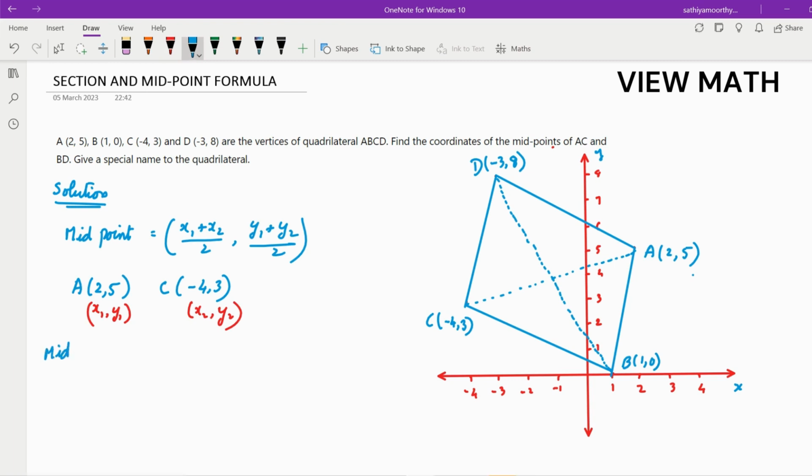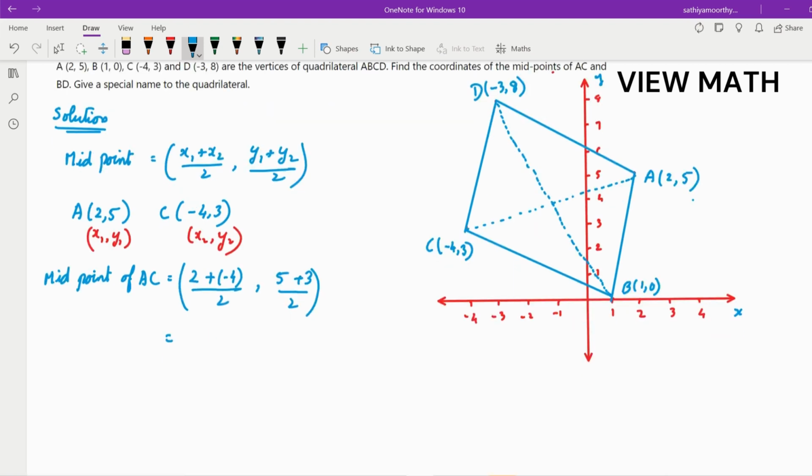Midpoint of AC is equal to (x1 plus x2) by 2, so it is (2 plus minus 4) by 2, and (y1 plus y2) by 2, (5 plus 3) by 2. Let me simplify this. This is equal to (2 minus 4 is minus 2) by 2, and 8 by 2. Simplifying, I get (-1, 4). So the midpoint of AC is (-1, 4).